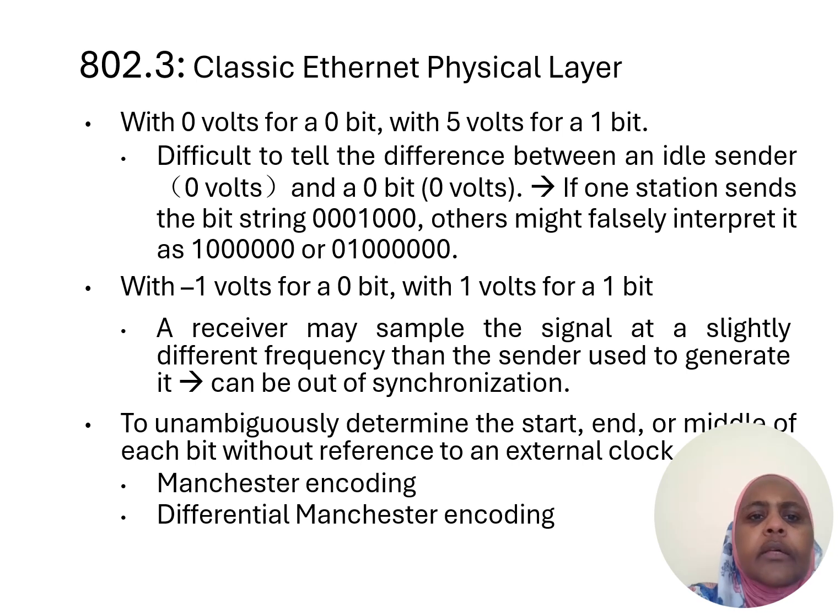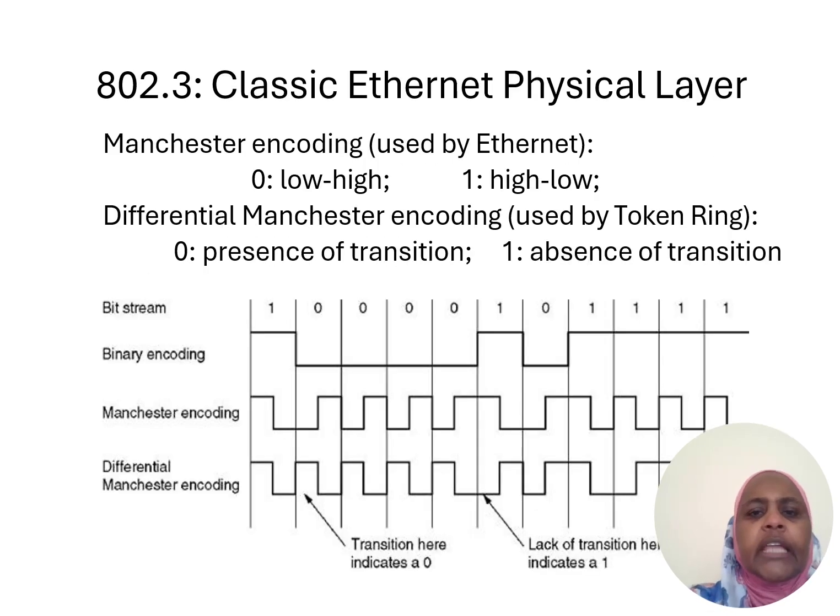If we chose -1 volt for a 0 bit and 1 volt for a 1 bit, the receiver might sample the signal at a slightly different frequency, which will make it out of synchronization. To resolve this ambiguity, we can use Manchester encoding or differential Manchester encoding. In differential Manchester encoding, which is used by the token ring, 0 is a transition and 1 is absence of transition. While in Manchester encoding used by the Ethernet, 0 is low-high and 1 is high-low, as you can see in the graph.